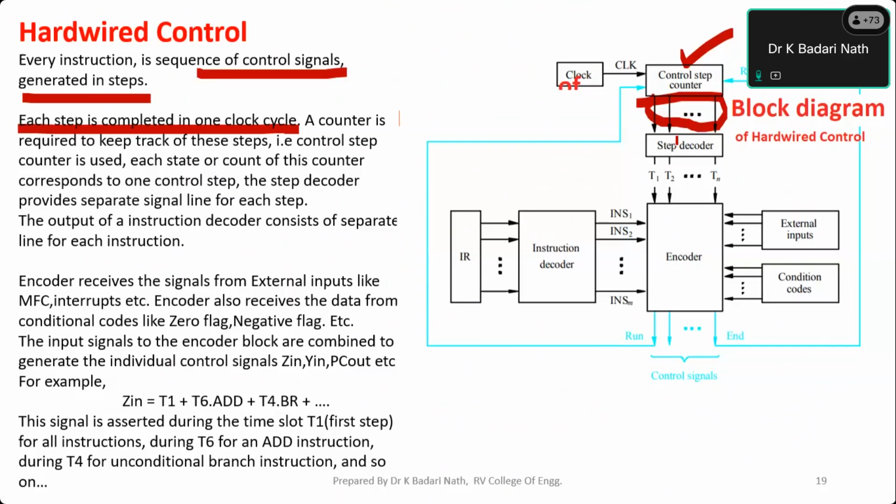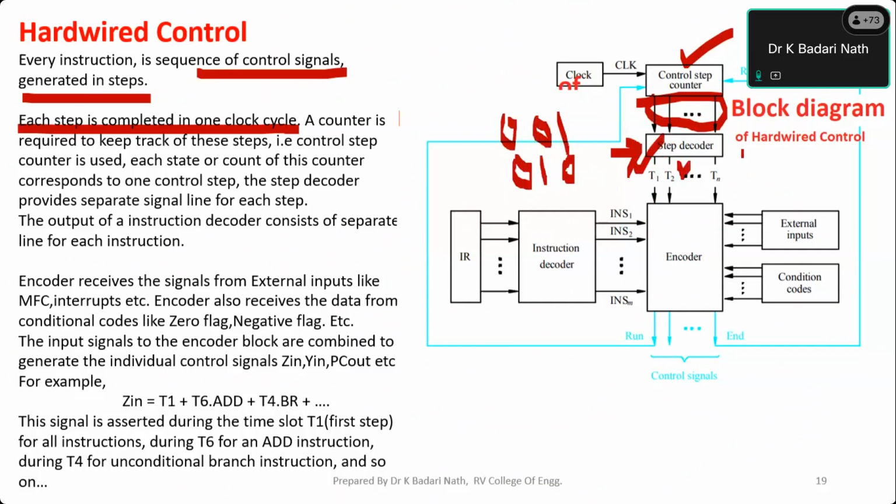So I use a decoder. This decoder looks at the combination. If it is 0, 0, 1, that means it is the first clock cycle, so I will enable T1, I'll generate a T1. If it is 0, 1, 0, the decoder knows it is 0, 1, 0, so I have to enable T2.